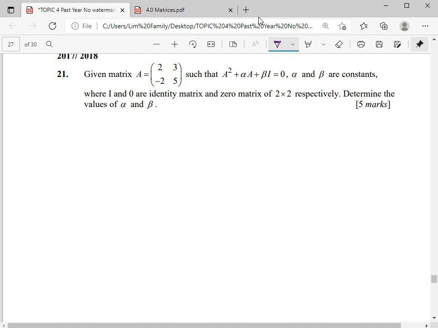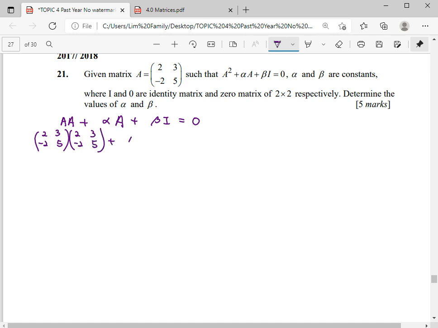A squared in matrices, we put A times A. That is meaning A squared. So plus alpha times A plus beta times identity equals to 0. We have to know how to plug in our matrices here. So A is 2, 3, negative 2, 5.